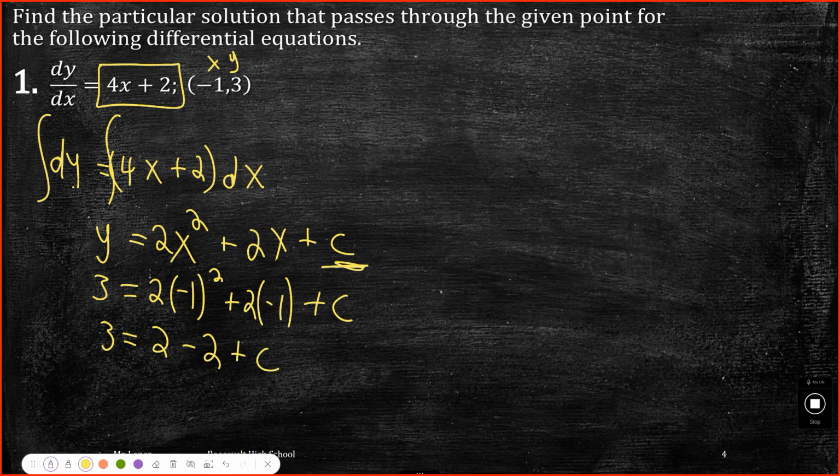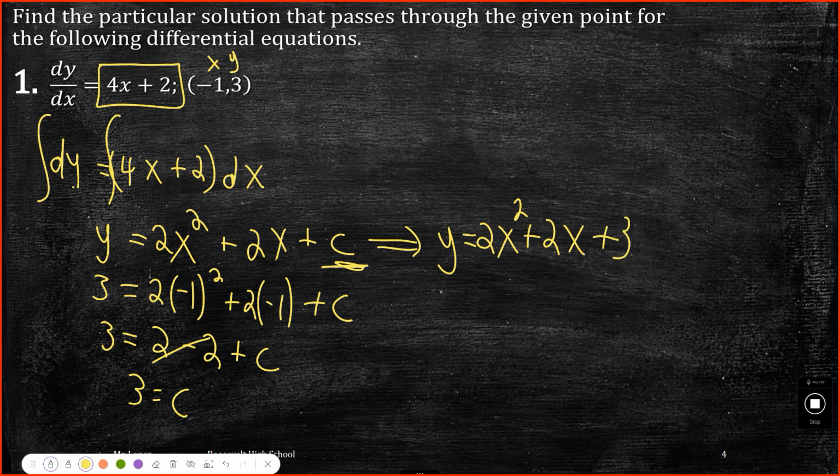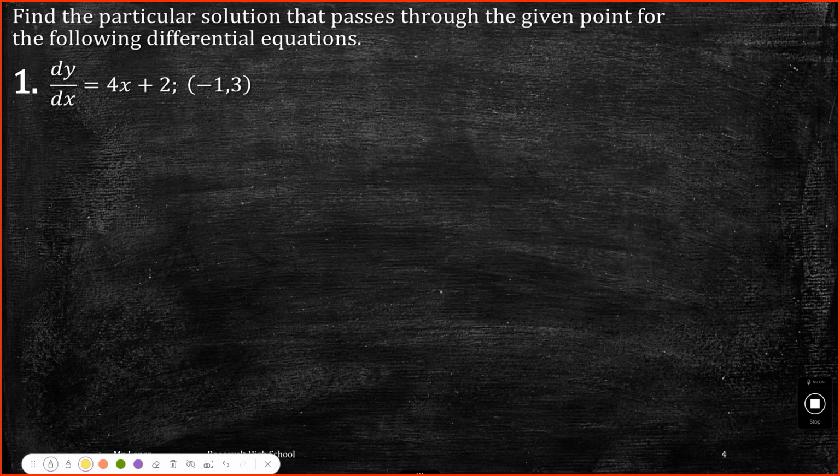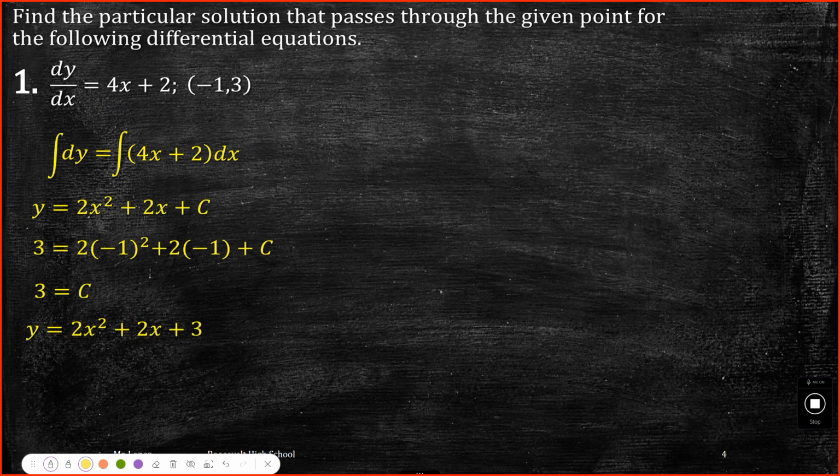So what is C? And so what is that particular equation for this differential equation? Now that we figured out what C is, it will be this: y equals 2x squared plus 2x plus 3. All right, let's do one more.